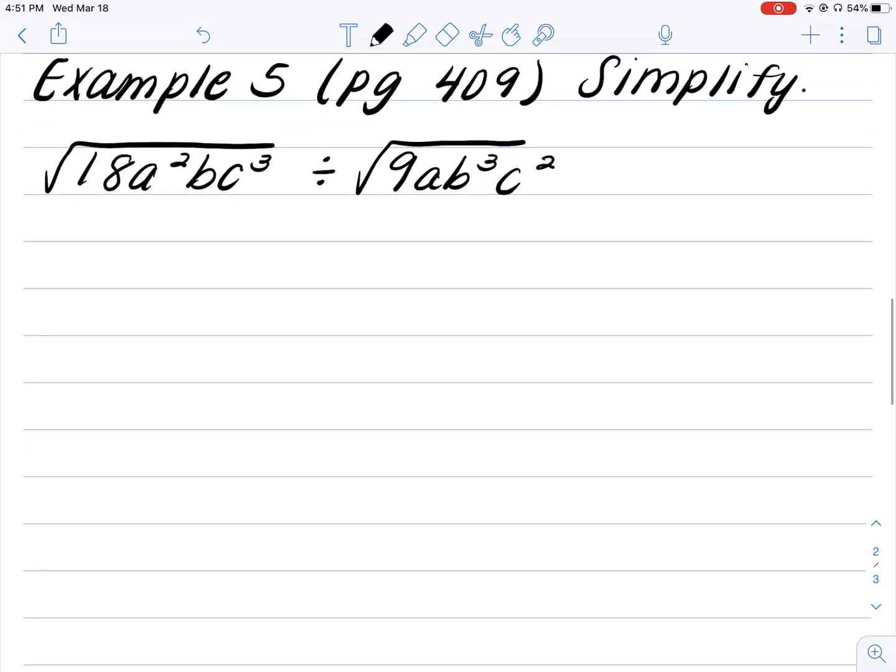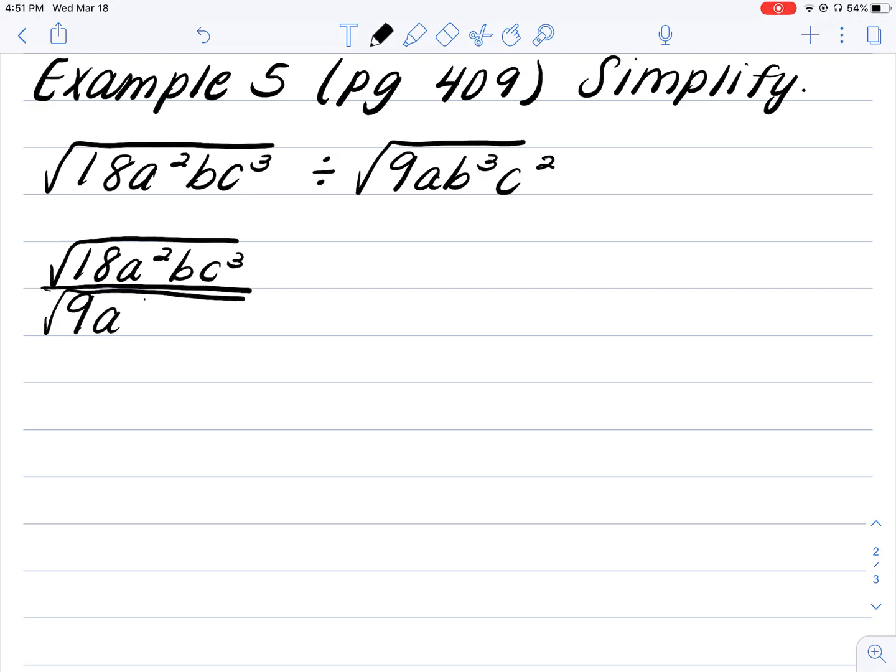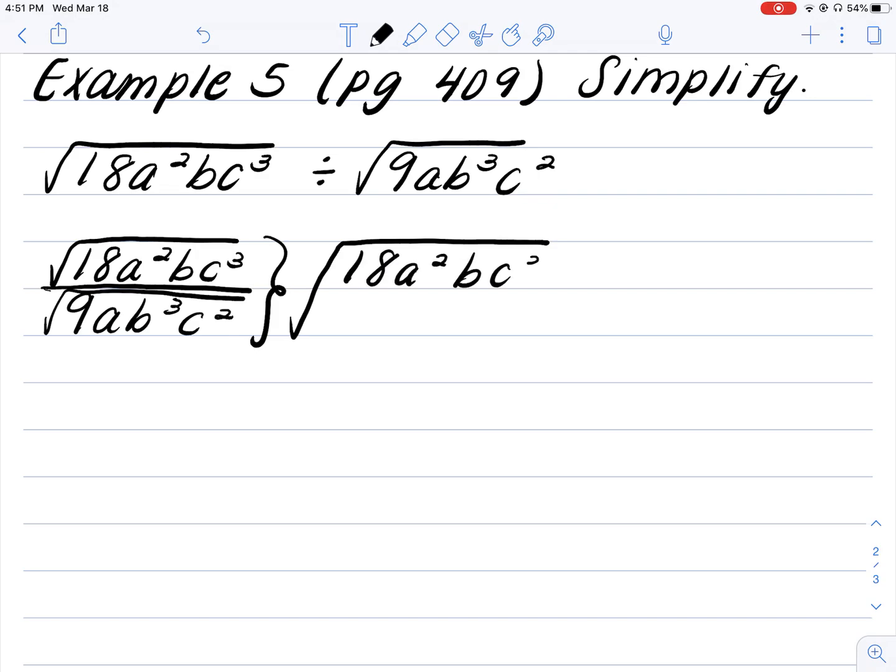Now, we don't want to write it out like this. Remember, we kind of want to write this out as a fraction. So that's what I'm going to do. I'm going to write this out as a fraction, writing the first one at the top, the second one at the bottom. And then before we even start, we want to make sure if there's a radical on both, we put it all under one radical. So 18a squared bc3 all over 9ab3c2.